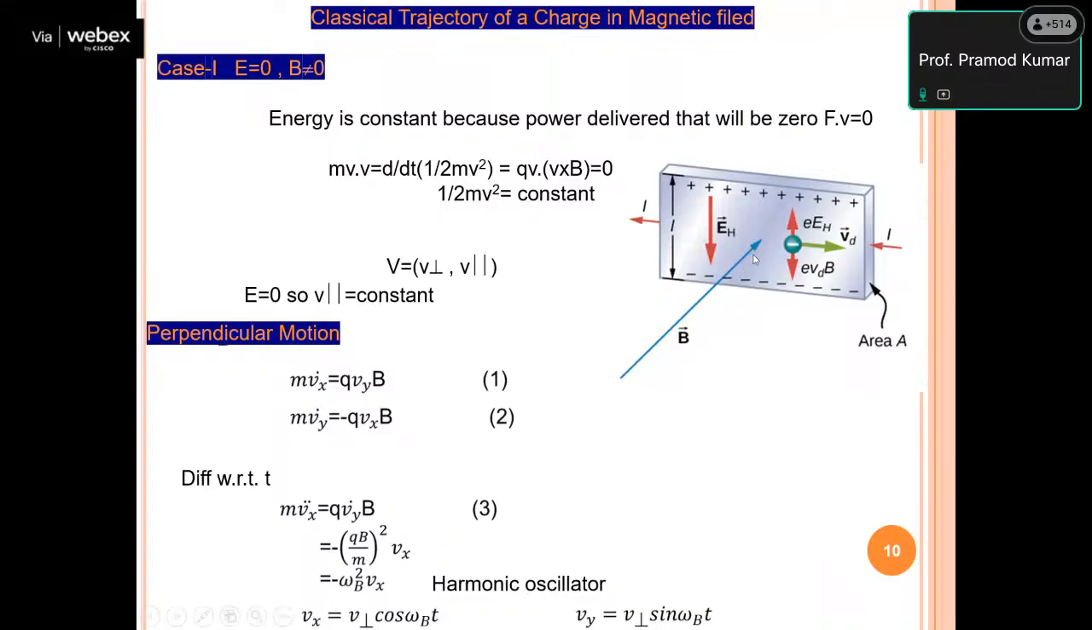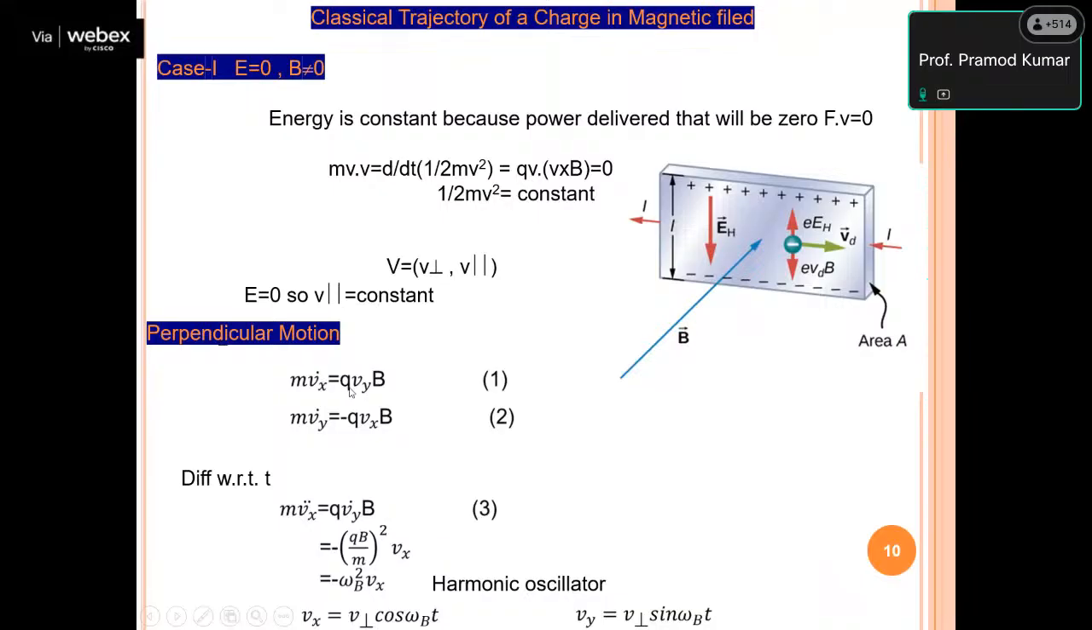Because the electric field is 0, we can definitely say that V perpendicular is almost constant. It's not changing. V is not changing in the direction of current. So now we can easily write the perpendicular equation of motion. Of course, we have several other components of that, but because time is not permitting, I'm not going into those details. So we can easily write the equations of motion along the x-axis and along the y-axis.